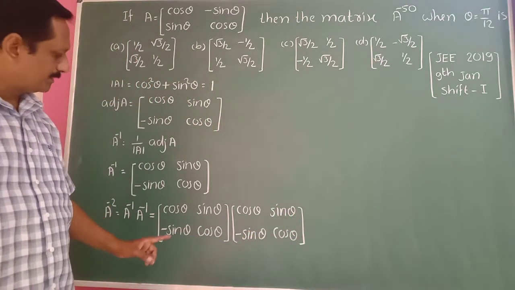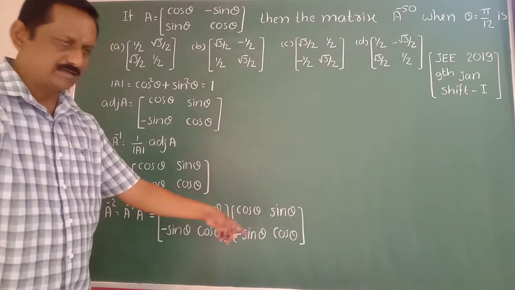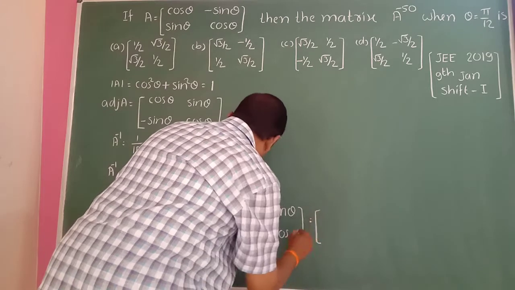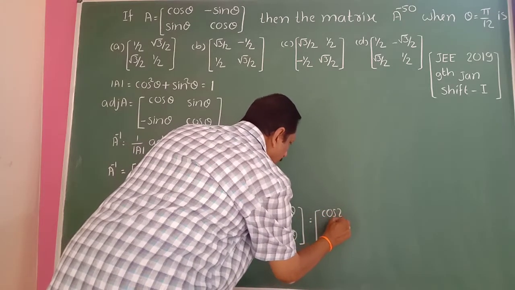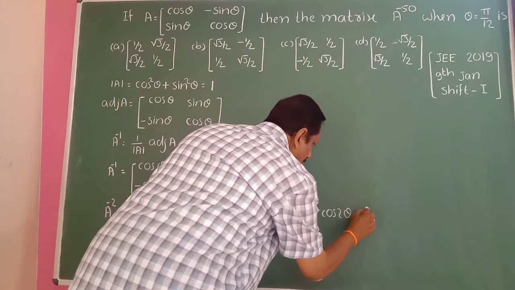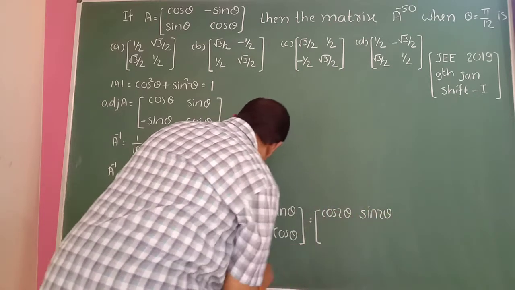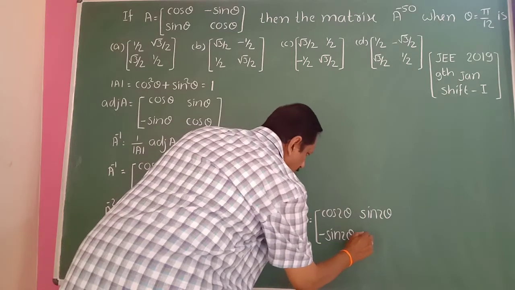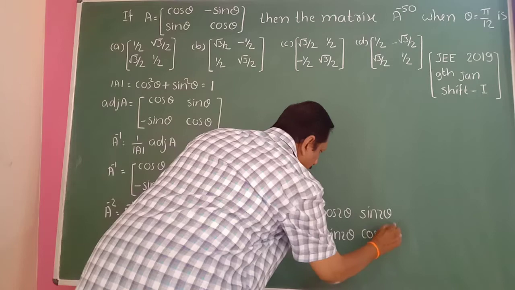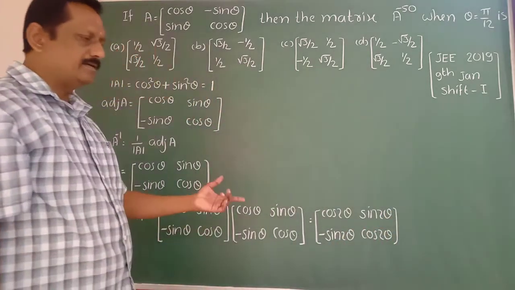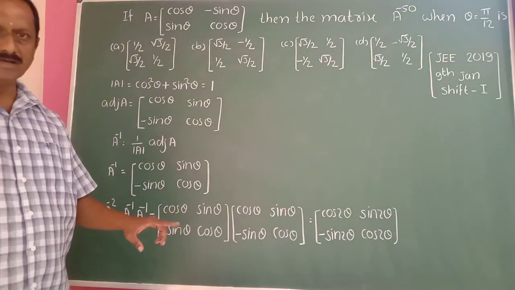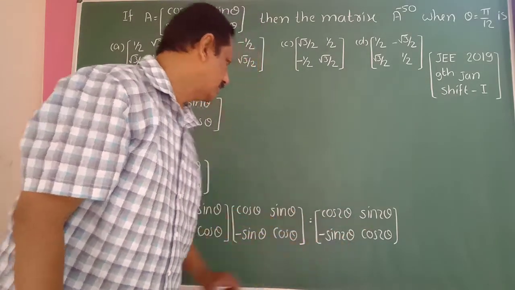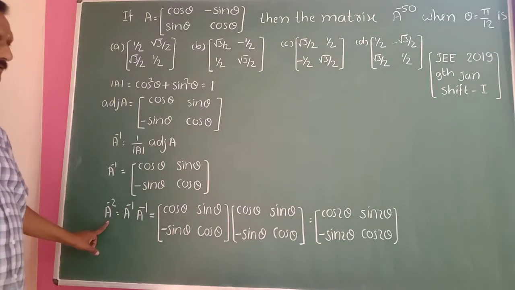You know how to multiply the matrices. Multiply with the columns, then multiply and simplify, means use the trigonometry formula. After multiplication you will get [[cos 2 theta, sin 2 theta], [-sin 2 theta, cos 2 theta]]. It is A raised to minus 2.